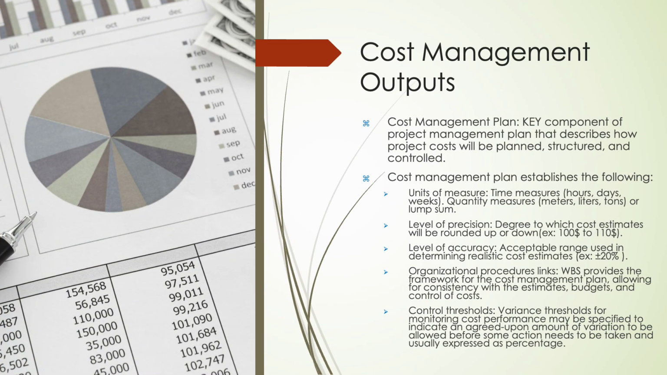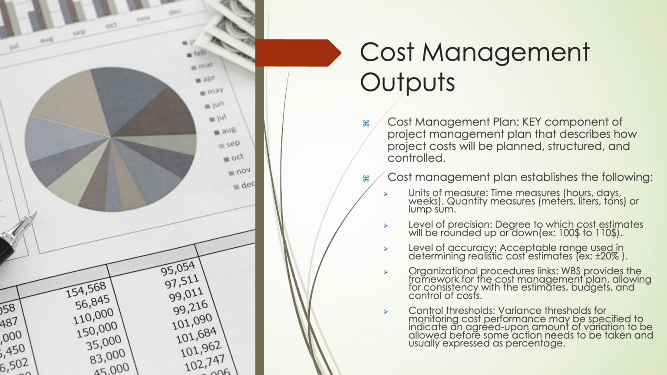A well-structured cost management plan serves as the financial blueprint for project success, establishing clear metrics like units of measure and defining acceptable variances. It transforms rough estimates into precise targets while linking to the WBS for consistency across all financial activities. By setting control thresholds, it creates an early warning system that triggers corrective action before budget deviations escalate, ensuring financial discipline throughout the project lifecycle.